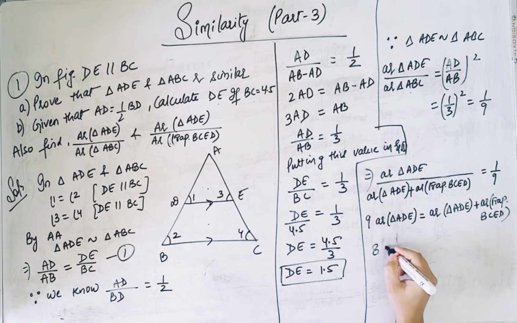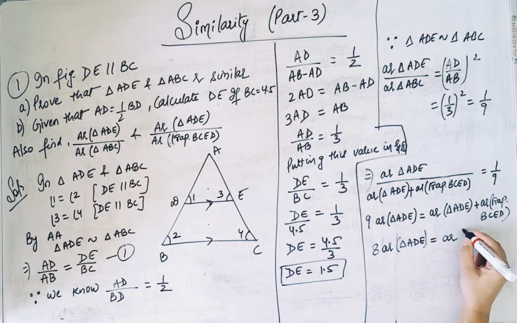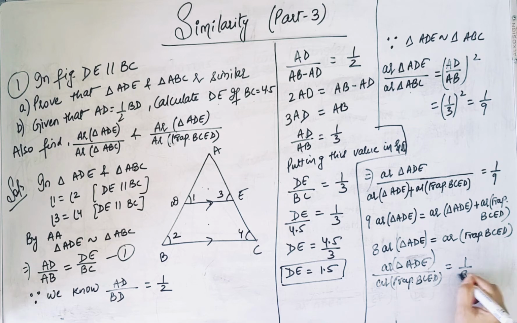8 times area of triangle ADE is equal to area of trapezium BCED. Thus, area of triangle ADE by area of trapezium BCED, I got 1 by 8. So this is how whatever concepts we have studied, we have to apply these concepts in the questions. Now we'll move on to the next question.